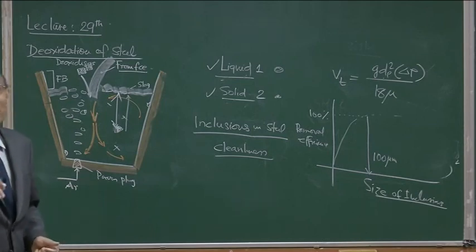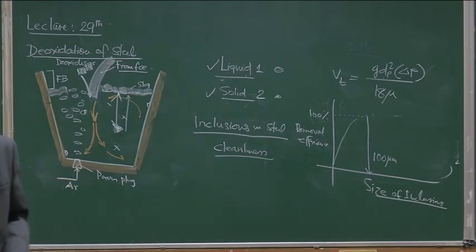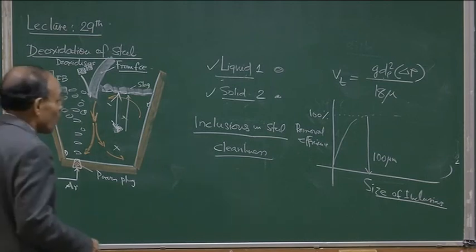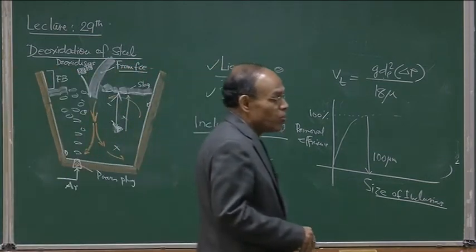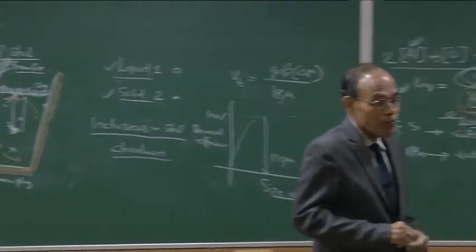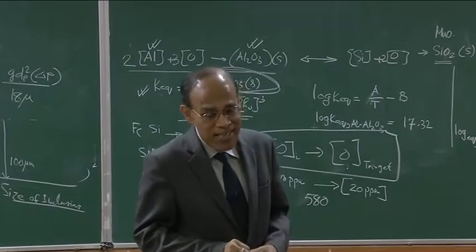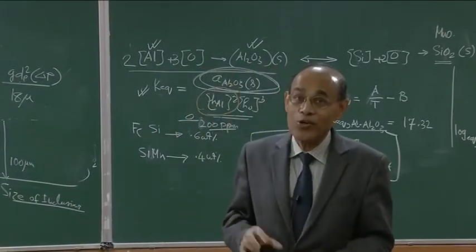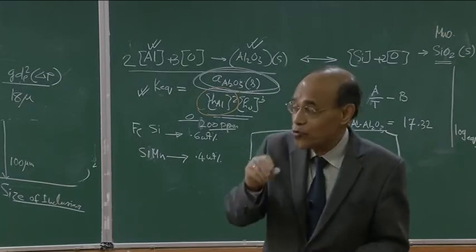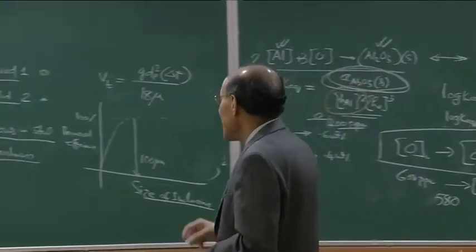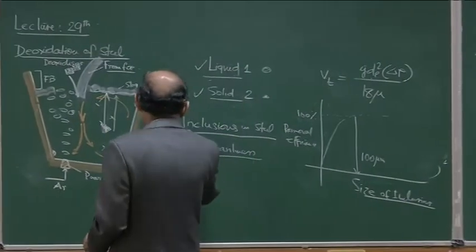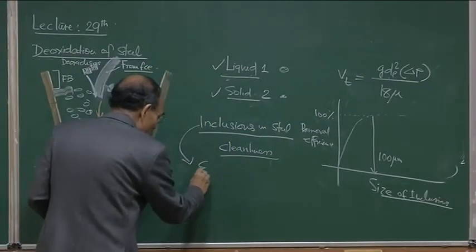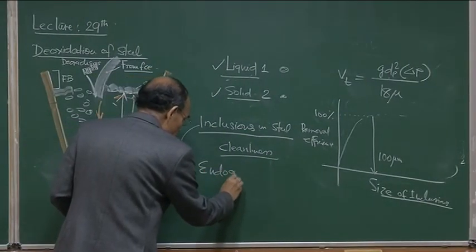The cleaner the steel, the better is the service performance, the better is the life of the steel, and the better are its mechanical properties. So, from that perspective, we not only have to deoxidize the steel, but we have to make sure that the deoxidation products do not remain entrapped in steel. And these inclusions which form out of deoxidation products are also called endogenous inclusions.